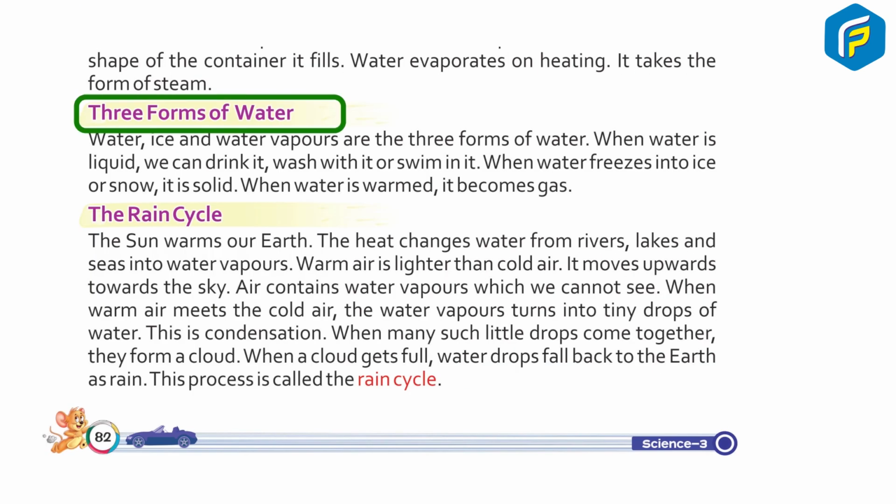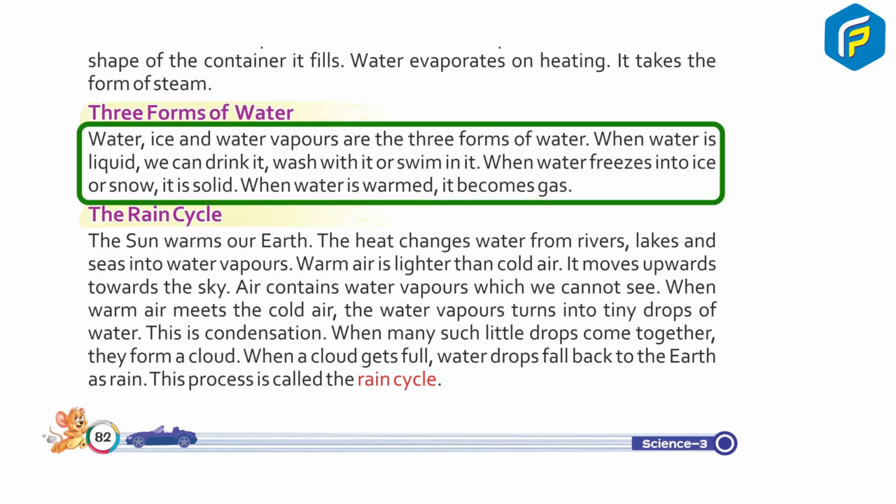Three forms of water. Water, ice and water vapors are the three forms of water. When water is liquid, we drink it, wash with it, get wet or swim in it. When water freezes into ice or snow, it is solid. When water is warmed, it becomes gas.